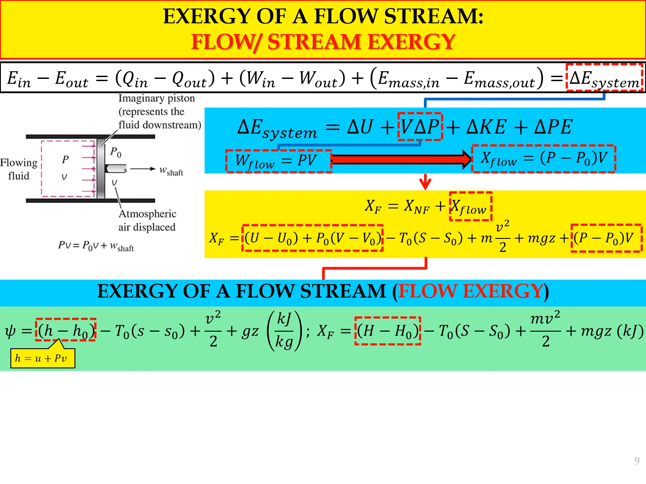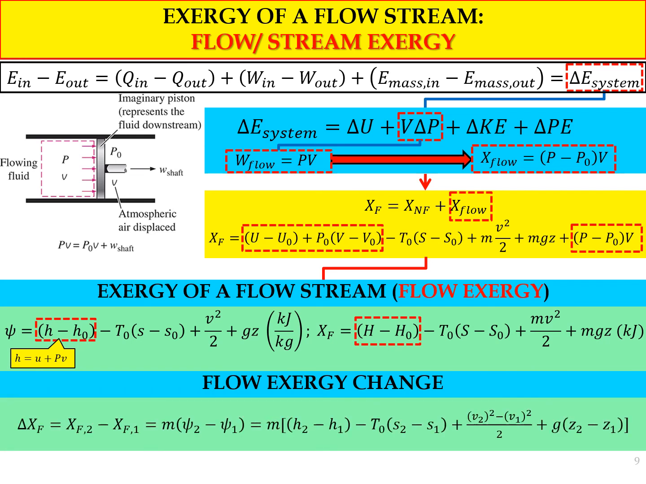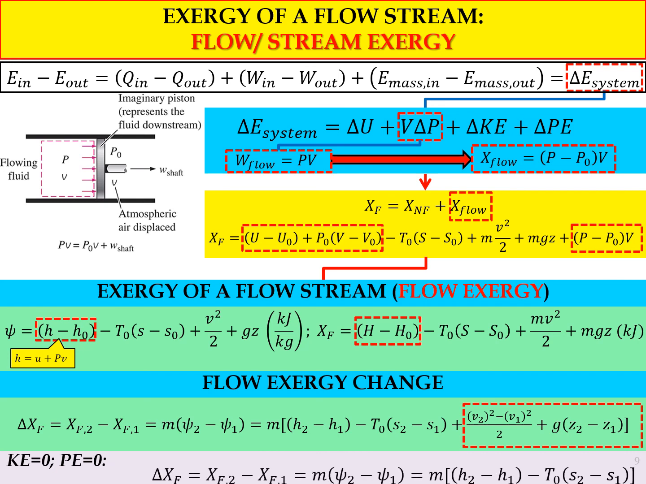H minus H naught, and so flow exergy change. This is the exergy equation for the flow exergy change from state 1 to state 2. And if we neglect the kinetic and potential energy, which is highlighted in the red dotted rectangle, then we can get this exergy flow change equation.